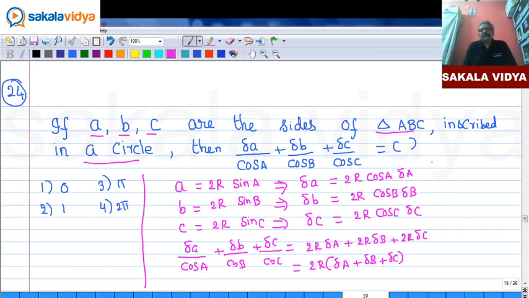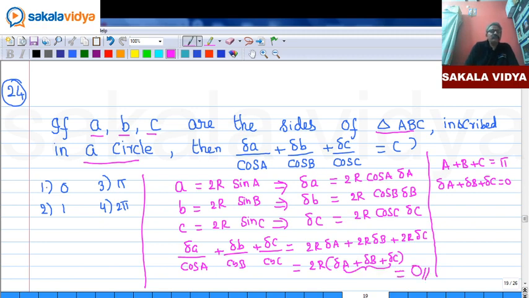Now the interesting factor is that in triangle ABC, capital A plus capital B plus capital C is equal to 180 degrees, pi constant. If you find the differentials on both sides, delta A plus delta B plus delta C becomes the differential of a constant, means 0. So, this is replaced by 0. So, 0, that means first option is the right option.